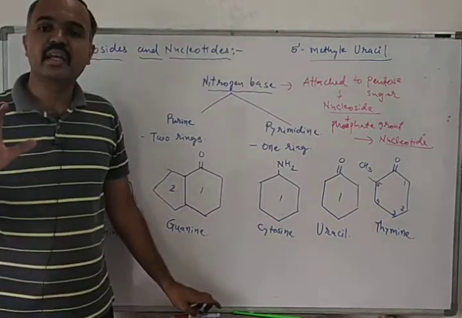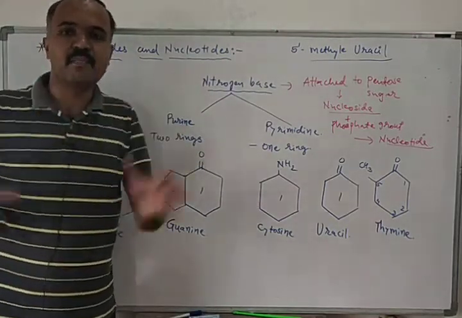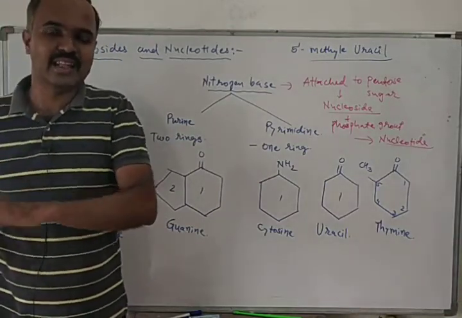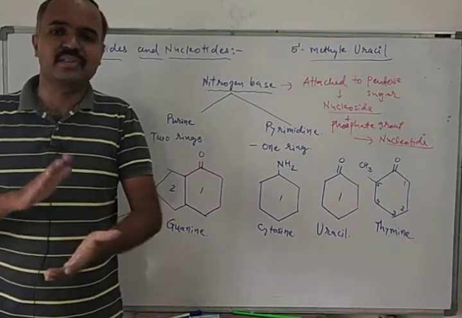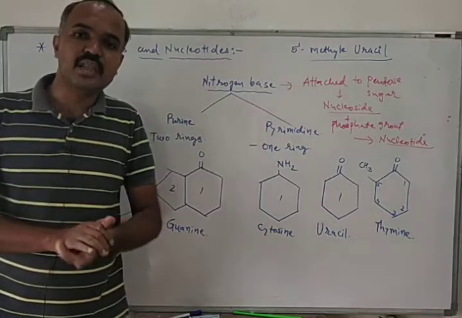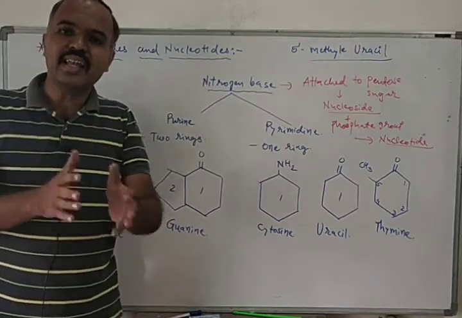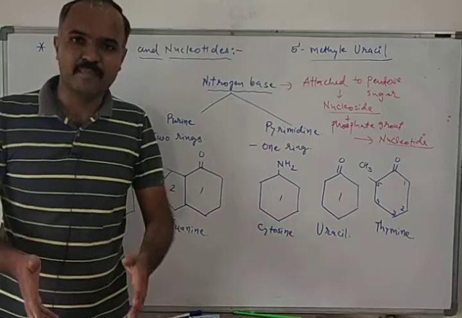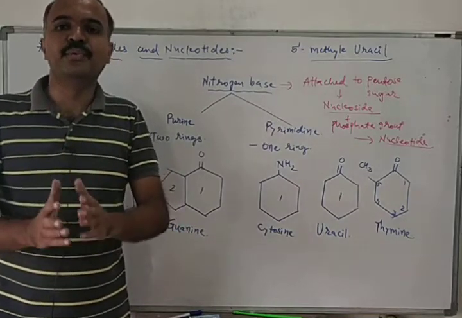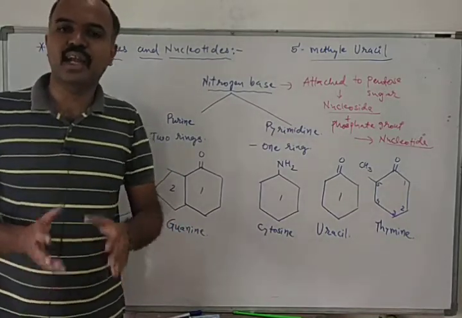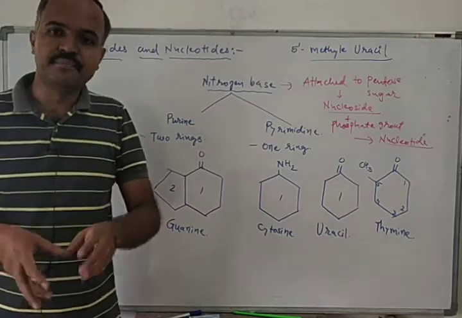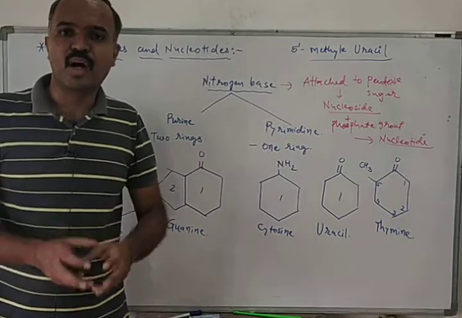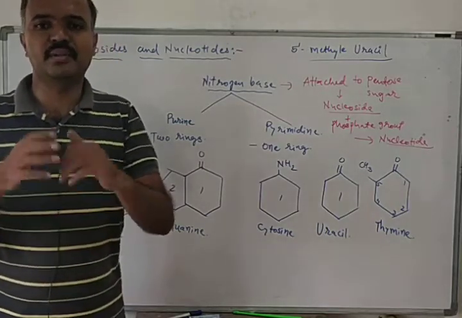When we learned regarding the nitrogen base first, we said that a total of 5 types of nitrogen bases are there: adenine, guanine, cytosine, thymine, uracil. Out of these, any nitrogen base can get attached to a pentose sugar which has 5 carbons in its structure, and they will form nucleoside. So what is nucleoside? Nucleoside is the sum of pentose sugar plus nitrogen base.